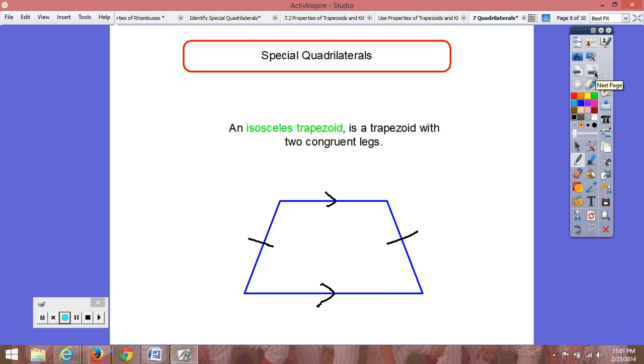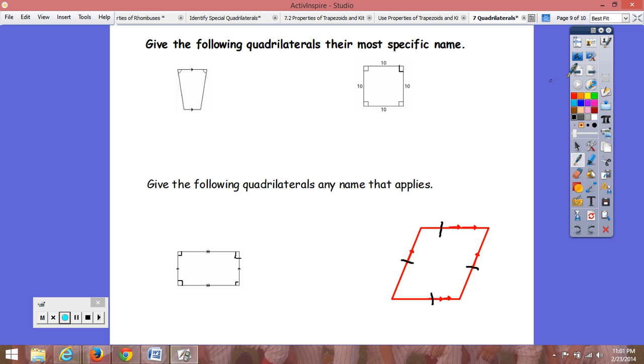So now we're going to do some identifying here. And these first two, we're going to ask for the most specific names for these quadrilaterals. So we can see here we have these two parallel sides, and that's the only information we have for this one. So all we can say about this is that it is a trapezoid because it only has exactly one pair of opposite parallel sides.